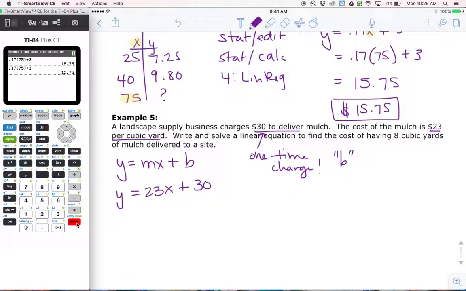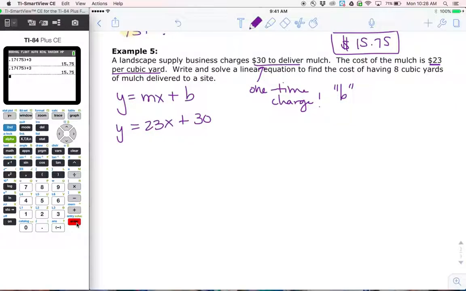So write and solve a linear equation to find the cost of having 8 cubic yards delivered to a site. So we just want these 8 cubic yards. Remember how it was $23 per cubic yard? So now we know the number of cubic yards they want us to deal with is 8. So all we got to do is plug that in, and that will give us the cost for this job. So 23 times 8 plus 30. So the total cost to have this mulch purchased and delivered is going to be $214.